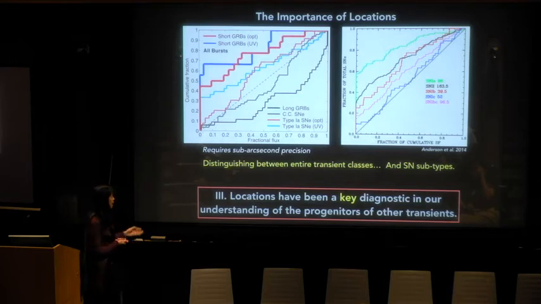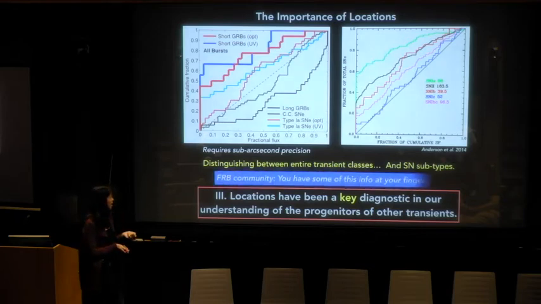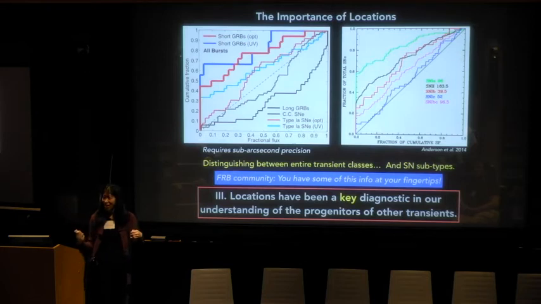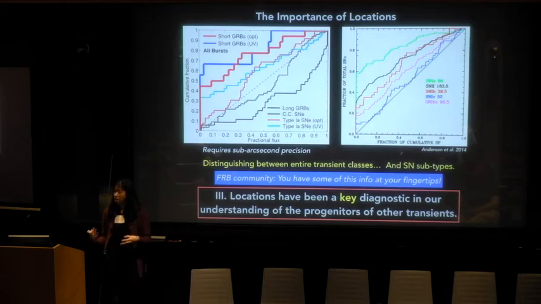And so I would say that this has been a tried and true method in terms of understanding the locations and the progenitors of other types of transients, and that you have some of this information at your fingertips for those well-localized events, or you should go get HST time to do this type of precise analysis, as it's been really useful for our understanding of short gamma ray bursts, for instance.